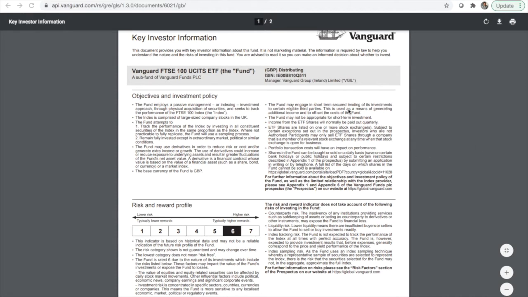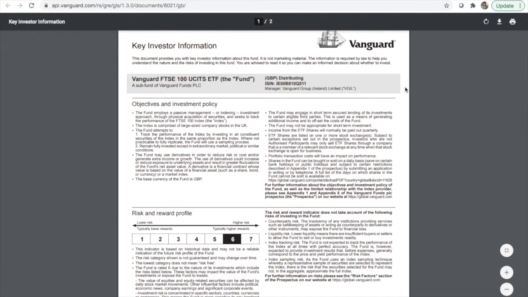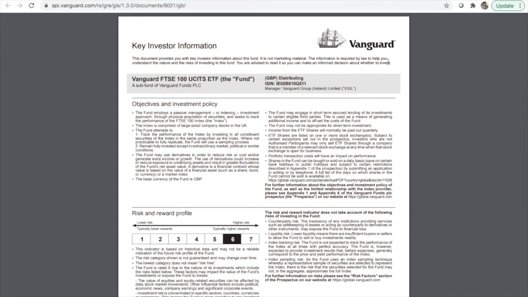So at the very top of the document, it just lets you know that Vanguard are required to provide this information by law so that its investors know the nature and the risks of investing in this type of fund. So this is just a law-abiding document that Vanguard have to put out to its investors.